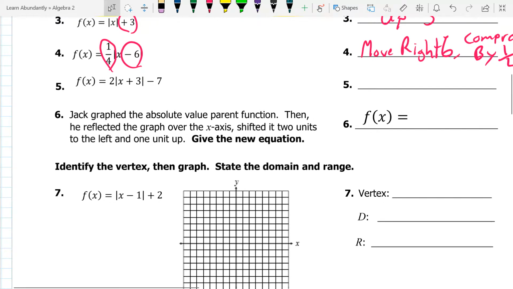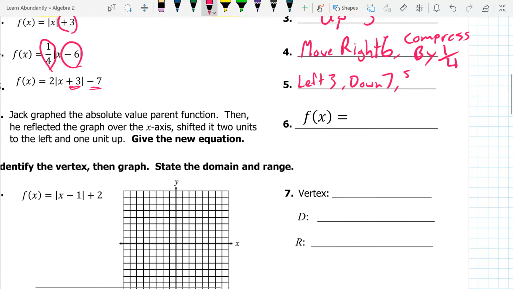Number 5, we have 3 things going on. So I'm going to write all 3 for number 5. I'm going to deal with the shifts first, and then I'm going to multiply by 2. So the first thing I'm going to do is I'm going to move left 3, down 7, and then I'm going to stretch by 2.